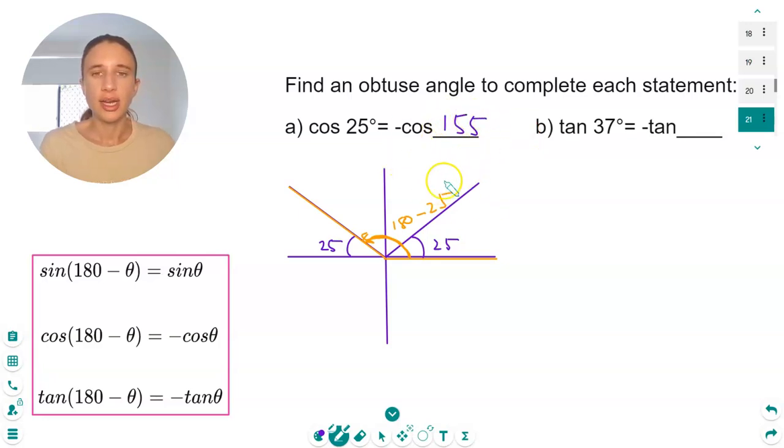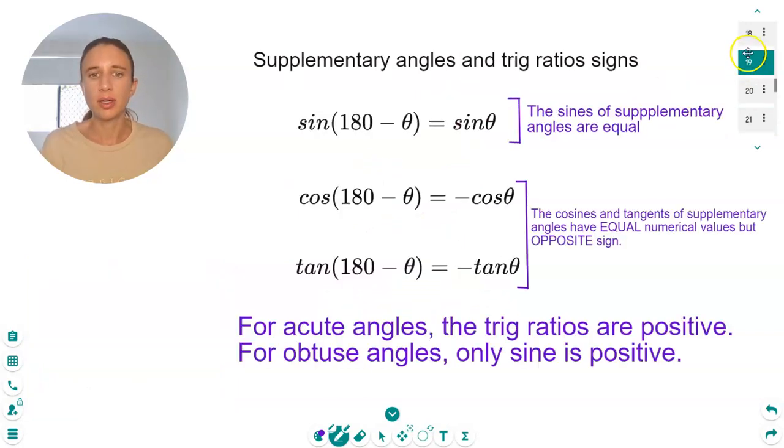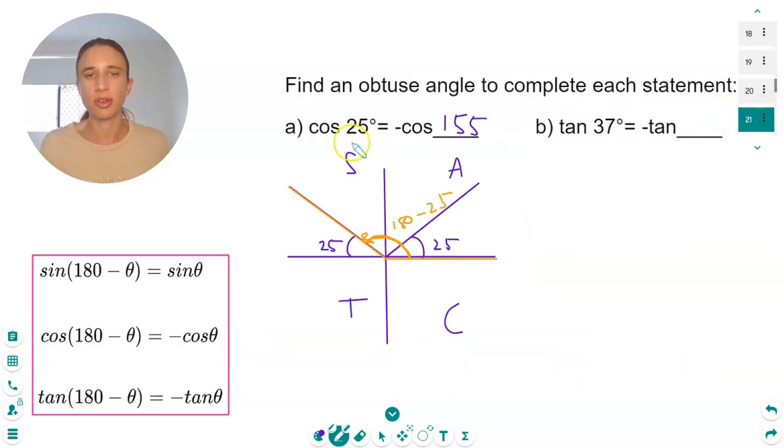And then you need to check the sign. All Stations to Central. Obtuse, when we come back here, obtuse angles, only sine is positive. So see, only sine is positive. That's why this cos has a negative sign here. Sine. It's very confusing, isn't it? So we're looking at this relationship.